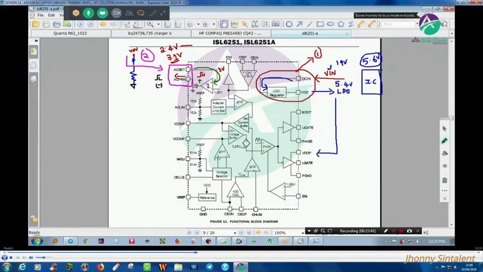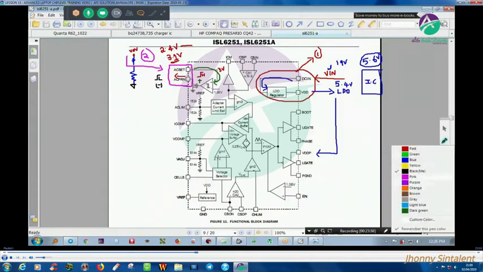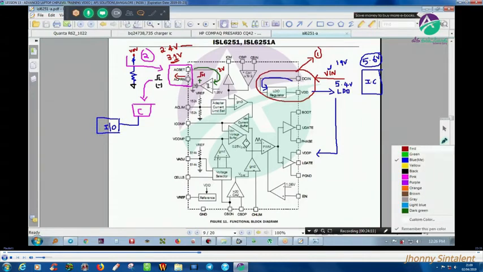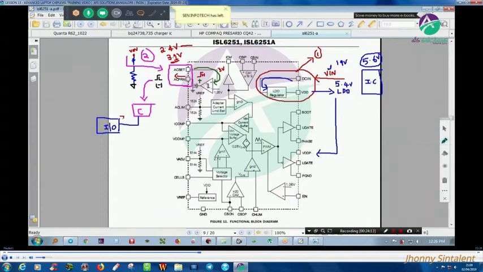ACPRN, adapter present, information is coming as ground, and this information in future is followed again with one more circuit, and this circuit will reach my IO controller. And when this circuit reaches the IO controller, this will be converted to 3 volts. So this is one part. So it can come from here to here.